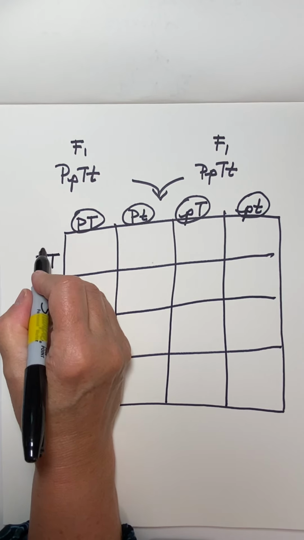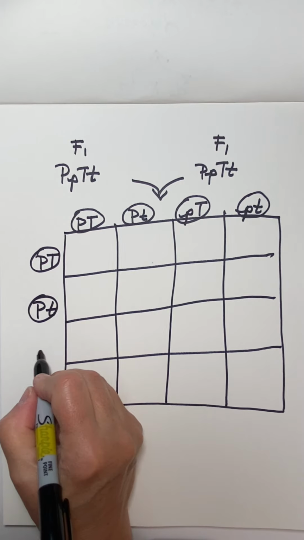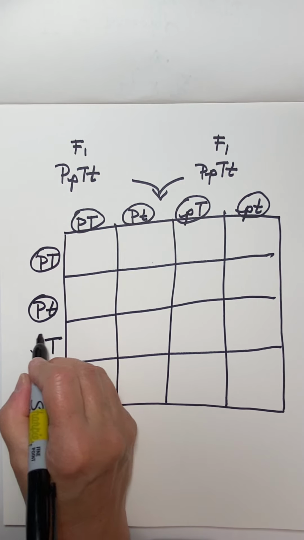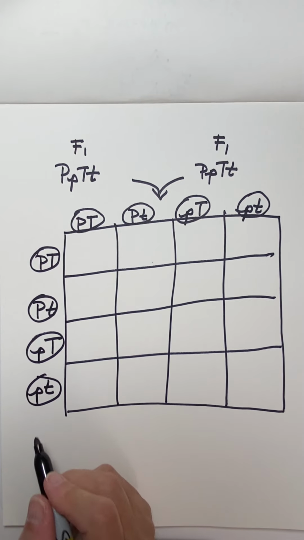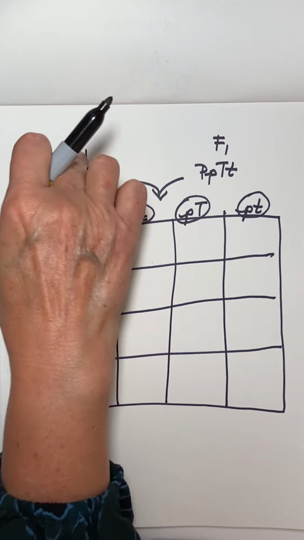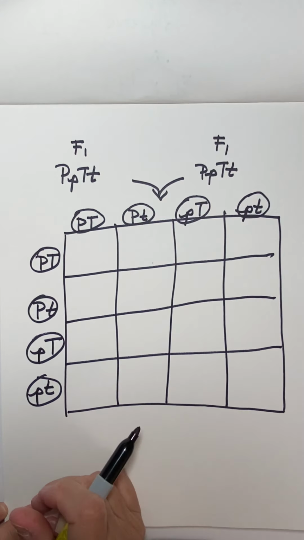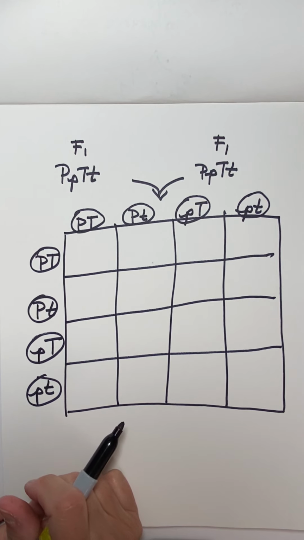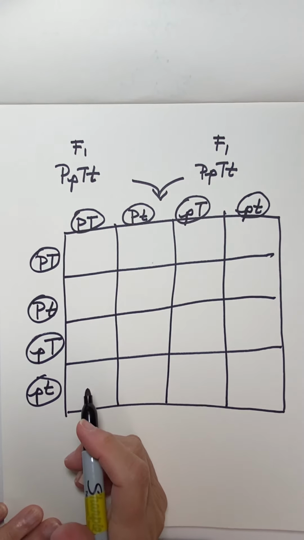Capital P, capital T, capital P, little p, big T, little p, little t. Okay? All the different types of sex cells from that parent. And then what are we doing? We're putting them together in all the possible different offspring that can be produced by this cross.